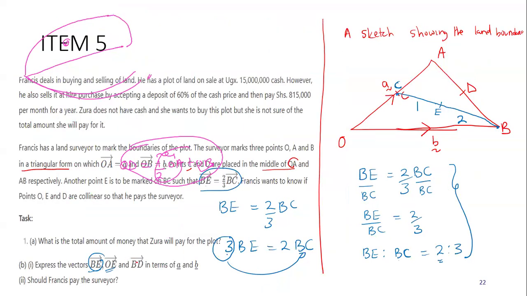Okay. So we have found BD, and now the last part they're asking us to show is whether Francis should pay the surveyor. Now, the problem in the question was, remember you look out for the problem. What is the problem? Francis was not sure whether the lines were on a straight line. So he wanted to be very sure.